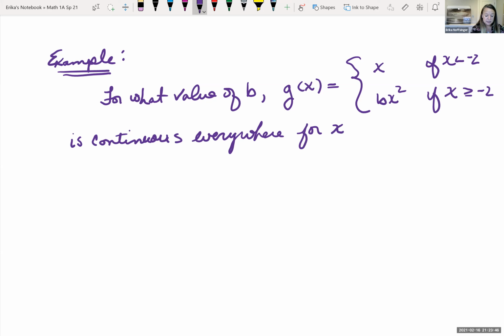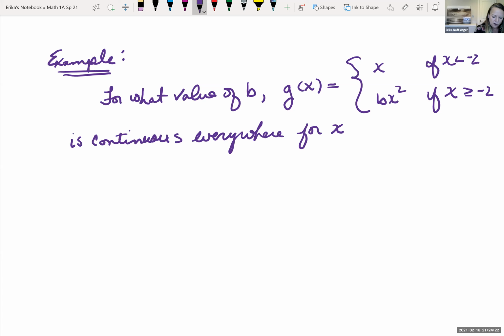So if I was just dealing with the first equation, x, well, that's just a line, and that line is always continuous, right? If I was looking at b times x squared, b is just a coefficient, a number. So some number times x squared is just a parabola, and that parabola is continuous everywhere. The problem here is that it's a piecewise function. And so when we're changing what value of x changes the equation, we have to be careful. We need those values to give us back that same y value.